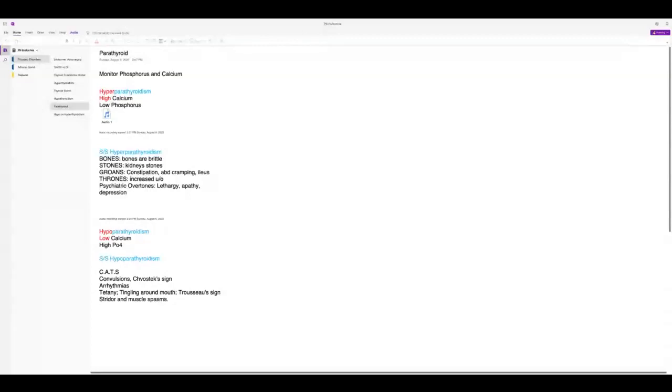So the labs you need to look at for either hyperparathyroidism or hypoparathyroidism are phosphorus and calcium. All right. So if somebody has hyperparathyroidism, all you have to remember is high calcium, low phosphorus. If you know the signs and symptoms of high calcium, then you know the signs and symptoms of hyperparathyroidism. So I like to remember bones, stones, groans, thrones, and psychiatric overtones.